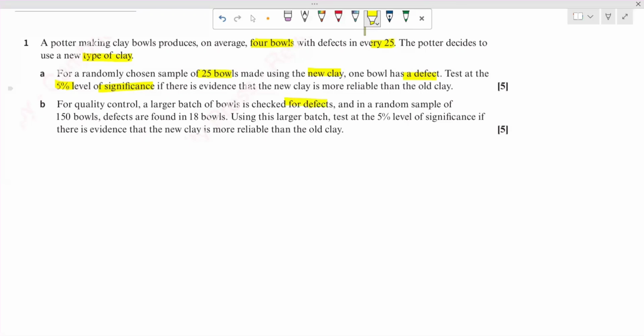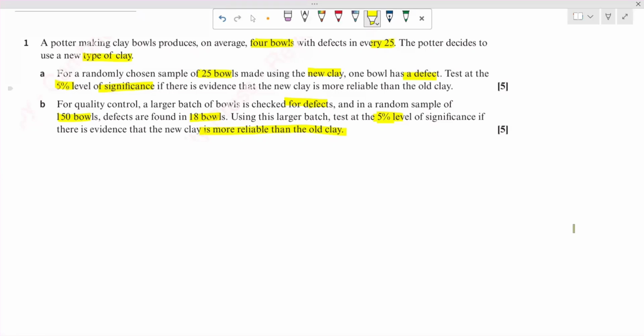and in a random sample of 150 bowls, defects are found in 18 bowls. Using the larger batch, test at the 5% significance level if there is evidence that the new clay is more reliable than the old clay. Okay, see here.